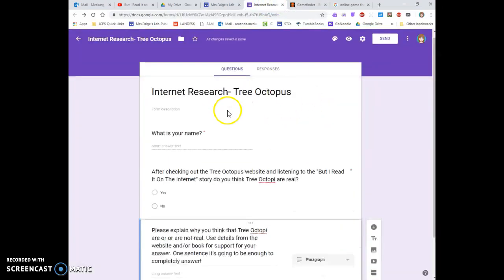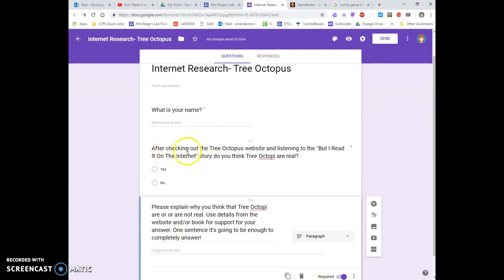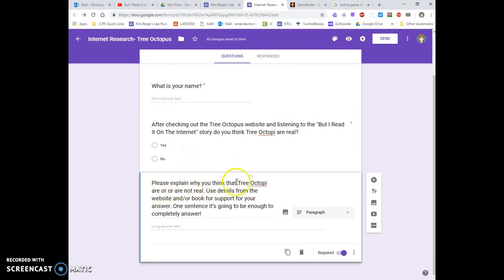So it's going to have you put your name. It's asking, after checking out the Tree Octopus website and listening to the "But I Read It on the Internet" story, do you think the tree octopi are real? And then please explain why you think this. Use details from the website and/or the book for support for your answer.